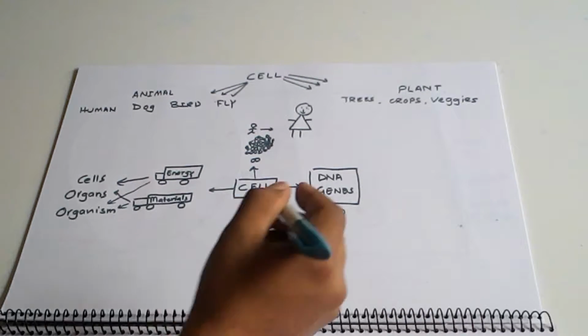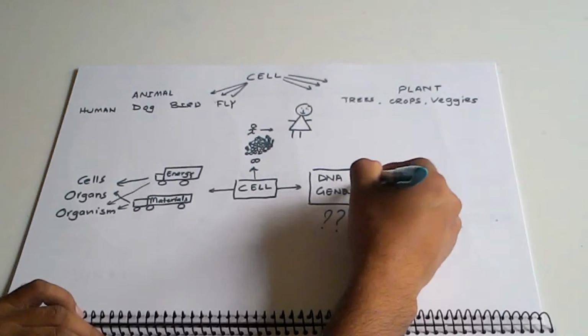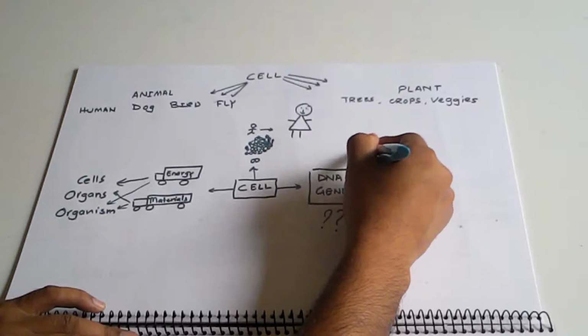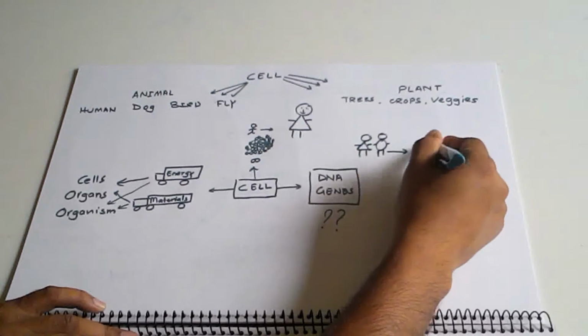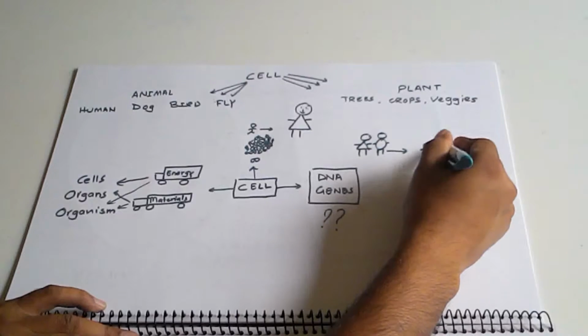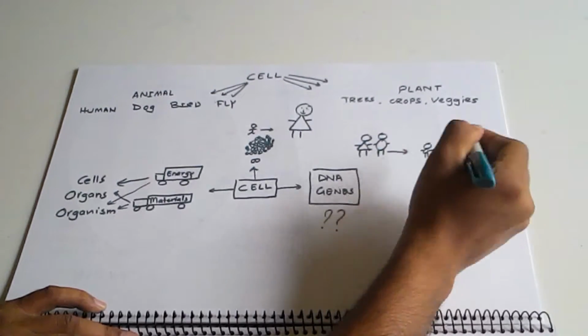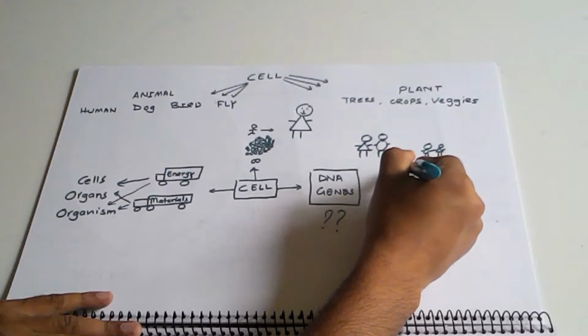Well, what are DNA and genes? Genes and DNA are minute genetic compounds that carry all the genetic identity of the organisms and are transferred into offsprings during reproduction and cell division.